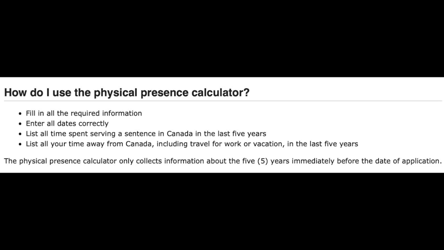How do I use the physical presence calculator? Here are the steps. Fill in all the required information. Enter all dates correctly. List all time spent serving a sentence in Canada in the last 5 years. And list all your time away from Canada, including travel for work or vacation in the last 5 years. The physical presence calculator only collects information about the 5 years immediately before the date of your application.